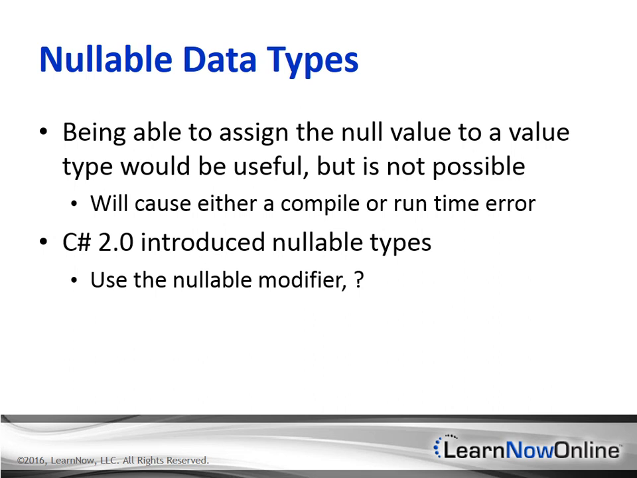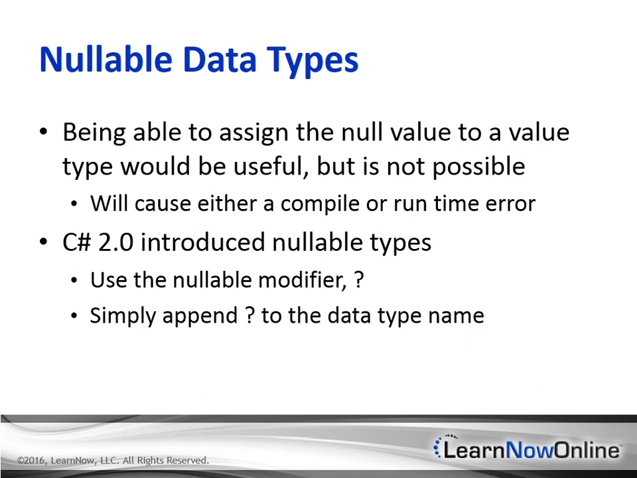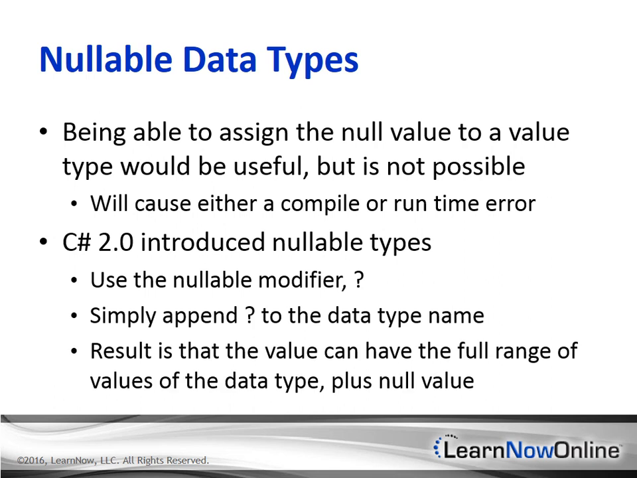mark. To use a nullable type, you simply add a question mark to the end of the type name. And then the result is a type that has the full range of values of the base type plus the null value. So a 32-bit nullable int can contain whole numbers in the range of basically minus 2 gigabytes to positive 2 gigabytes plus the null value. A null Boolean can be true, false, or null, and so forth for all of the value types.